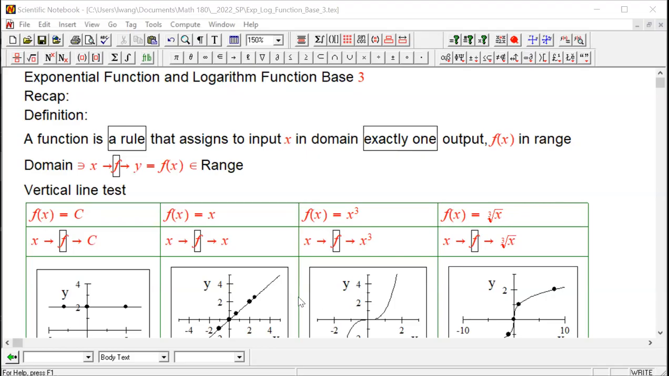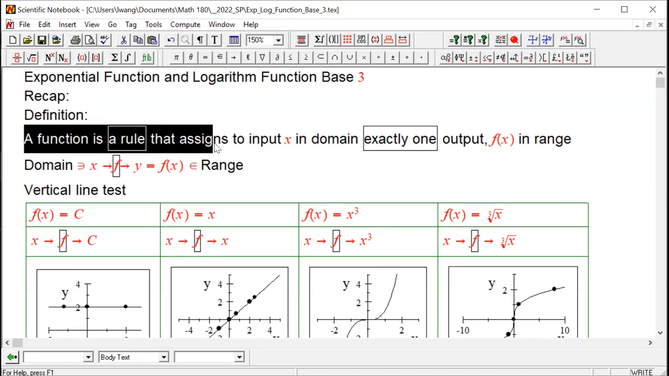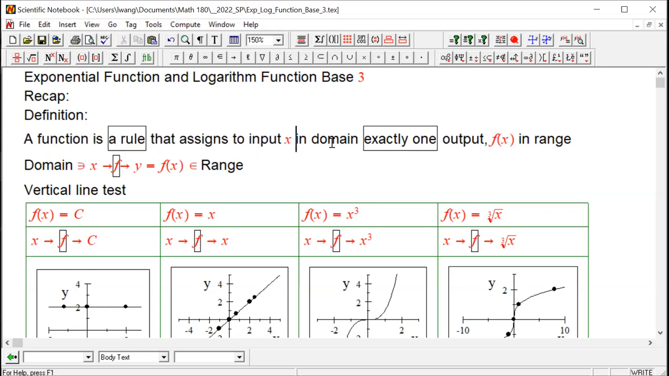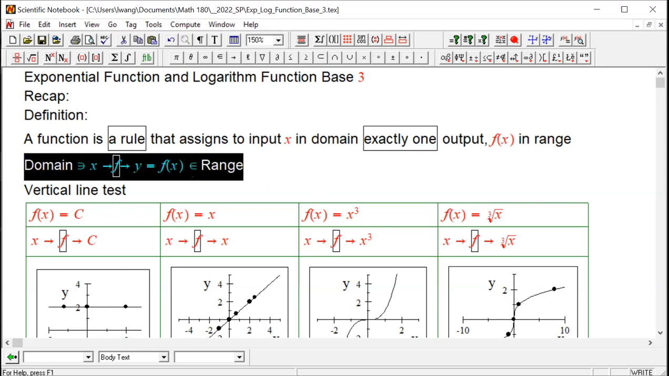Hello. In this lesson, we're going to continue the talks about exponential functions and logarithm functions. We would like to recap the definition of function, right? We have talked about so many rules that can be called a function, right? A function is a rule that assigns to each input in domain exactly one output f of x in range. So we are familiar with this relationship by now, right?